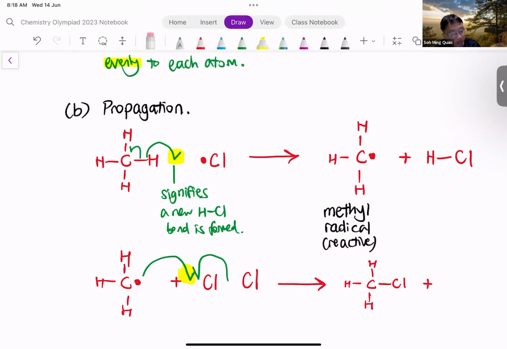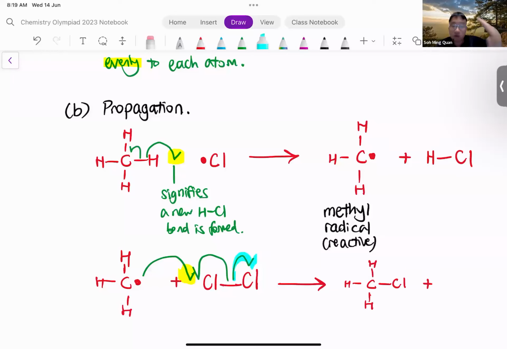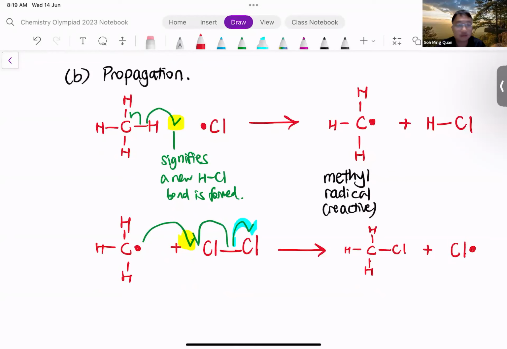But if you look at this arrow that's highlighted in blue, what do you form from it? Remember, it's a single-headed half arrow. You will form another chlorine radical. Okay, so in addition to chloromethane, you will form another chlorine free radical.